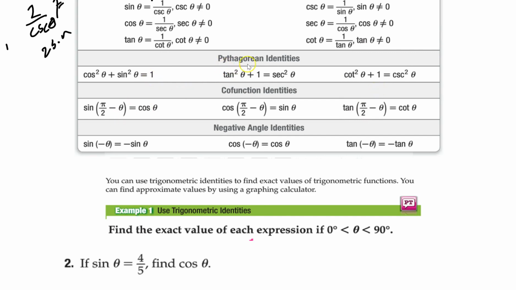First one's the Pythagorean trig identities. So here's the most important one: cosine squared plus sine squared equals 1. And that comes just from the unit circle.